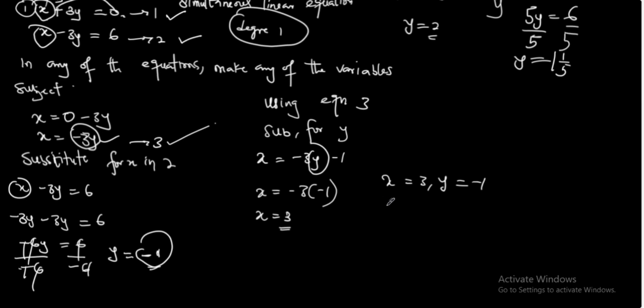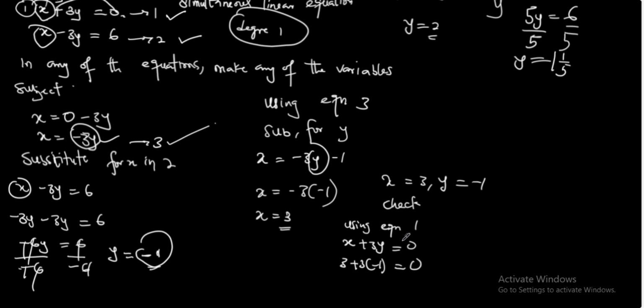Now, let us check. You can check using any of the equations, right? Substitute for the values of x and y. Now, using equation 1, equation 1 says x plus 3y equal 0. I know that my answer is correct when I have 0 on the left hand side as well as 0 on the right hand side. x is 3, plus 3, y is minus 1. On the right hand side, we have 0.